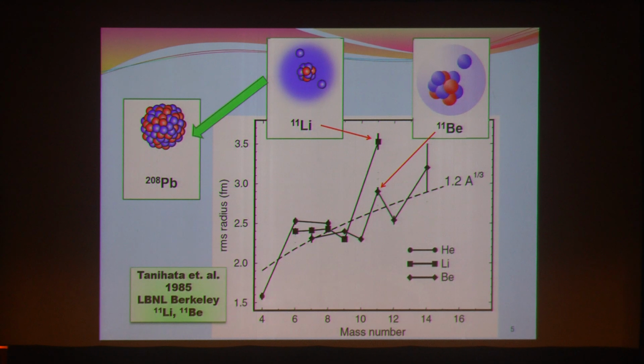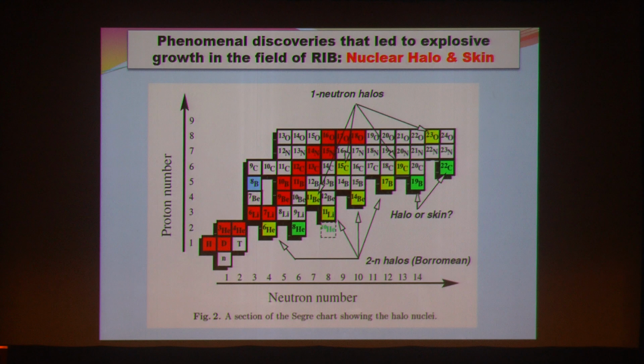And just to give you some idea of the order of magnitude, the radius of 11 lithium we are talking about is close to the radius of 208 lead. You see the mass number difference, 11 to 208. And this is some portion of the nuclear chart. You can see halo or skin nuclei, 1 neutron halos, 2 neutron halos. There are some cases where you talk about proton halos also.